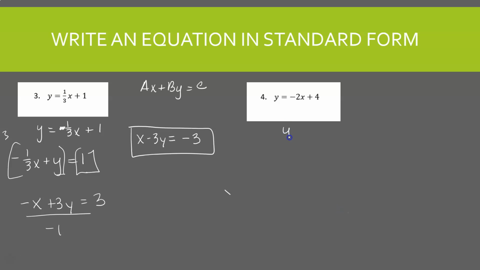All right. Looks like I give you the hard ones first. Because here all I need to do is add that 2x to each side. So I have 2x plus y equals 4. And we have a done deal. Looks like we have one more.